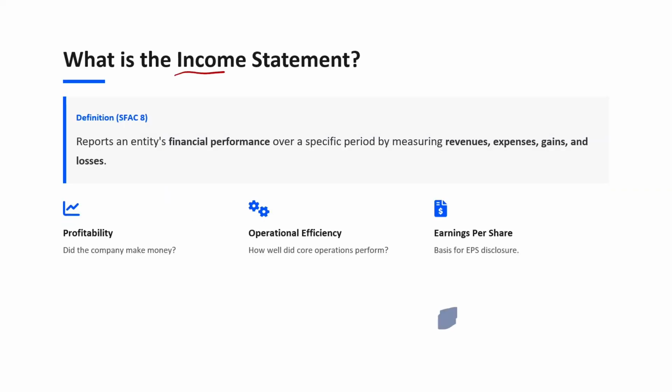Okay, what is an income statement? You may also hear the names profit and loss statement, or statement of operations. Think of it as a video showing how well a company did over a quarter or a year. Unlike the balance sheet, which is a snapshot, the income statement measures revenues, expenses, gains, and losses to tell us if the company made money or how efficiently it operated. And ultimately, it gives us something called earnings per share.